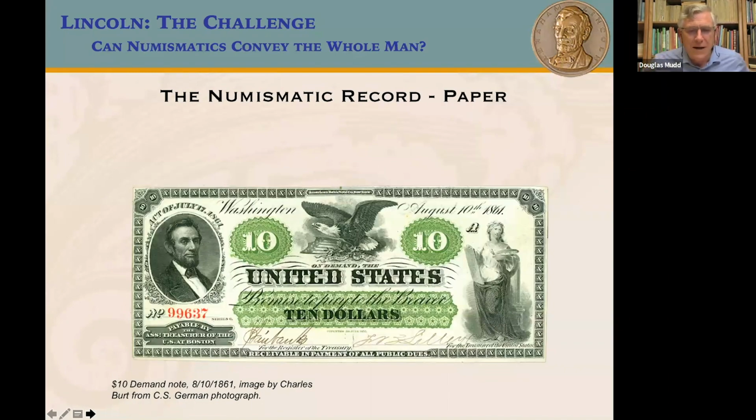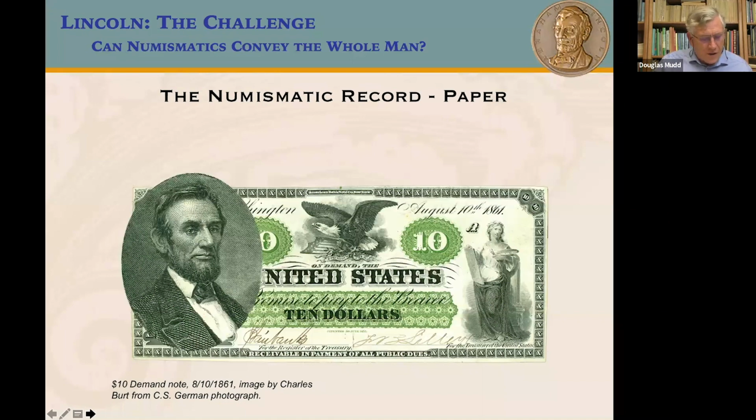Now we'll go on to the numismatic images, starting with the paper money. So here we have this image that appeared on the $10 demand note of 1861. It was an image engraved by Charles Burt from the CS German photograph, which we saw earlier. Now, this image became the most iconic image to be seen during Lincoln's presidency and right up through into the 1870s because it was used for so many different purposes.